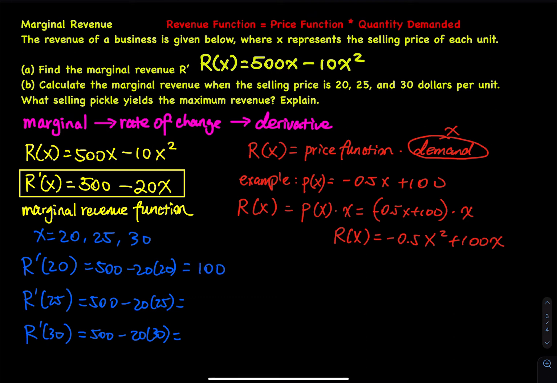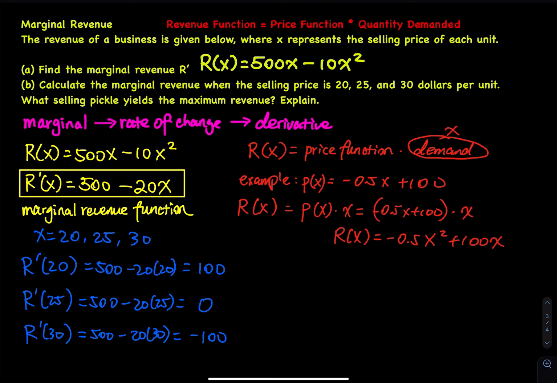And then the 25 gives you a 0, and then the 30 gives you a negative 100. So what is R prime? R prime is the derivative. Derivative means the slope. So when x equals 20, the slope is positive. When x equals 25, the slope equals 0. When x equals 30, the slope equals negative 100. So we have increasing, constant, and decreasing.